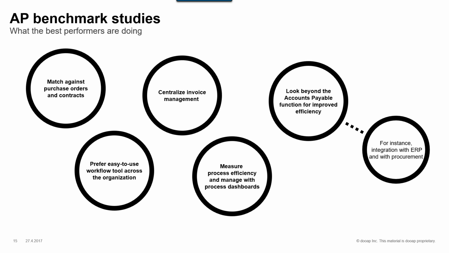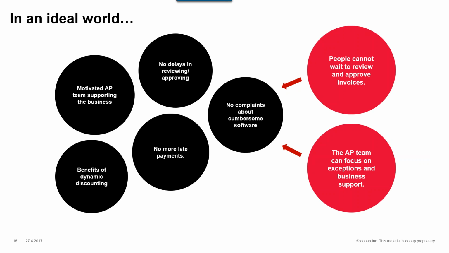The best performers also allow their personnel to approve invoices with a workflow tool across the entire organization. They know the efficiency of their process, meaning they basically know the cost of handling an invoice on average. With a paper-based process, this cost is around $10 per invoice, but with automation, you can get down to $5 or even less. And lastly, the best performers look beyond the AP function, integrating procurement with accounts payable with the help of ERP integration.